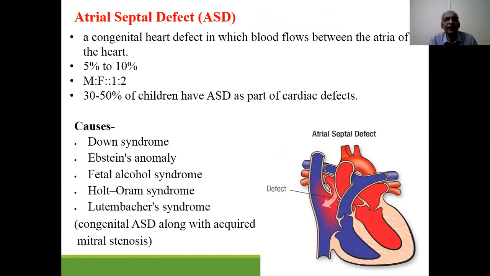Now first is the atrial septal defect, commonly known as ASD. It is a congenital heart defect in which blood flows between the two chambers of the atrium, right and left, due to a hole in the septum. Nearly 5 to 10% of children suffer from this ASD. The male to female ratio is 1:2.